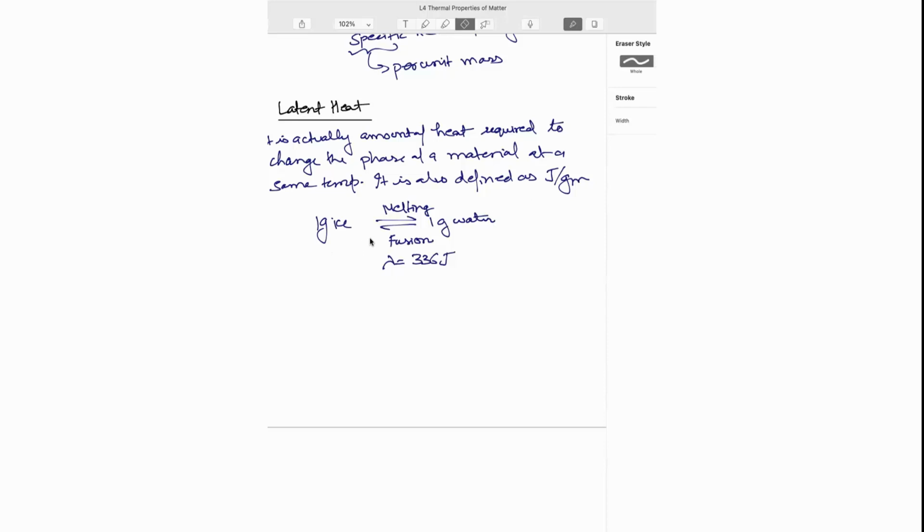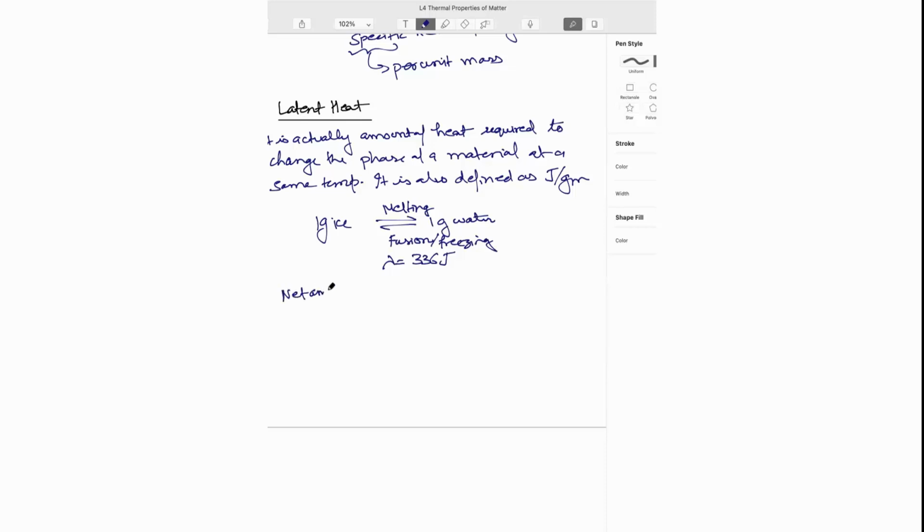So if you convert 1 gram of ice to 1 gram of water, the process is called melting. And if you convert 1 gram of water to 1 gram of ice, you can also say that it's freezing, instead of fusion. So basically we are freezing the water. And the heat is the net amount of heat that is required to change the phase.